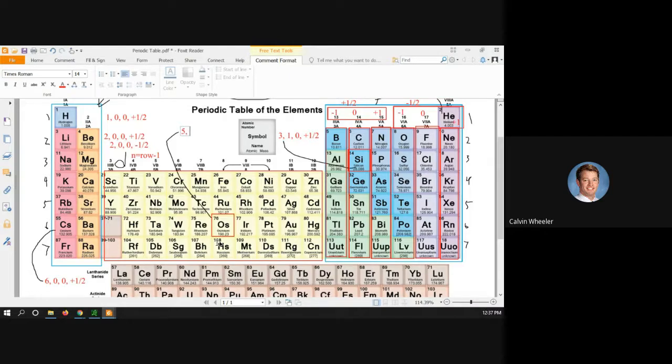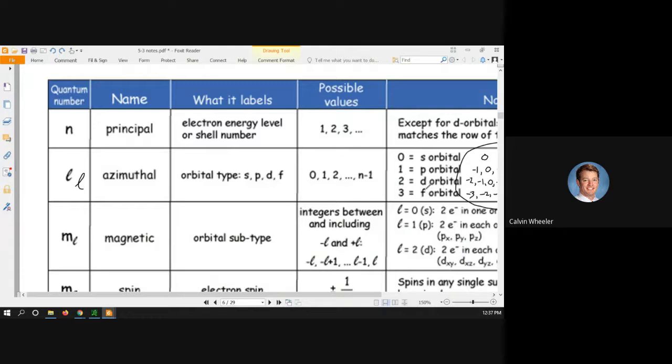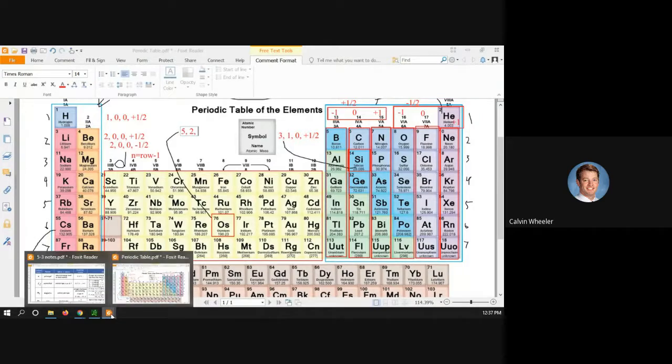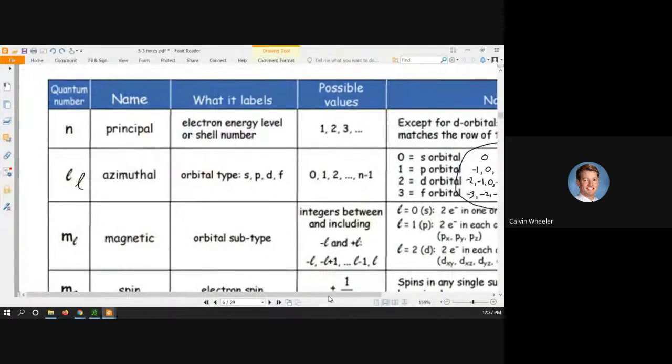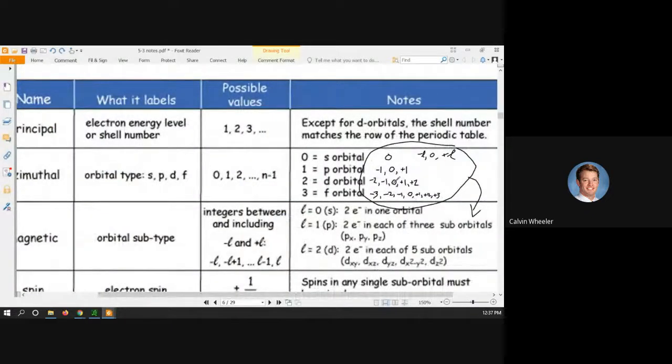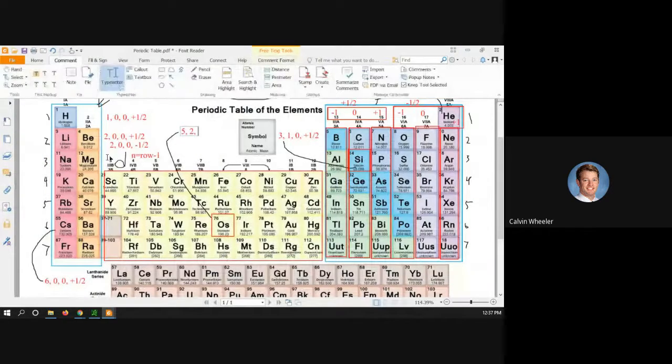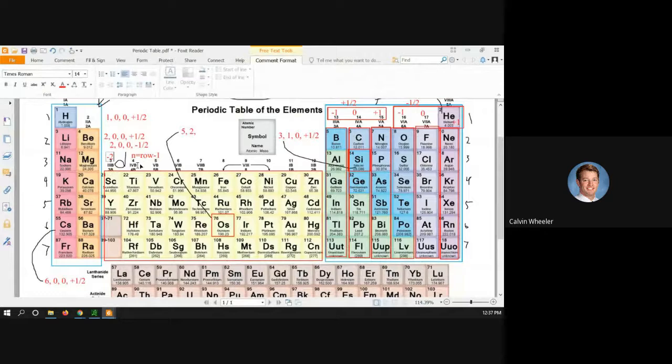Next comes the shape. D is 2. What are the orientations for D orbitals? They are -2, -1, 0, +1, +2. On repeat: -2, -1, 0, +1, +2.